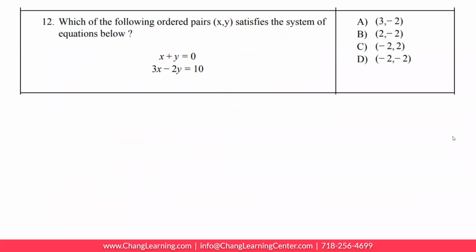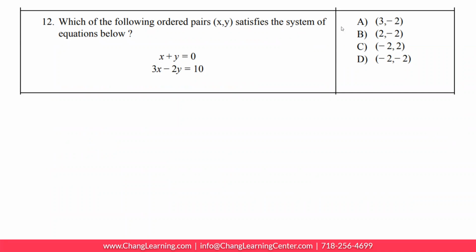In the next problem, which of the following ordered pairs satisfy the system of equations below? We have x plus y equals 0 and 3x minus 2y equals 10. Well, one type of shortcut is to take the ordered pair and plug them in, and they have to work for both equations, right? So if it's the intersection, the x and y values work for equation 1 and equation 2.